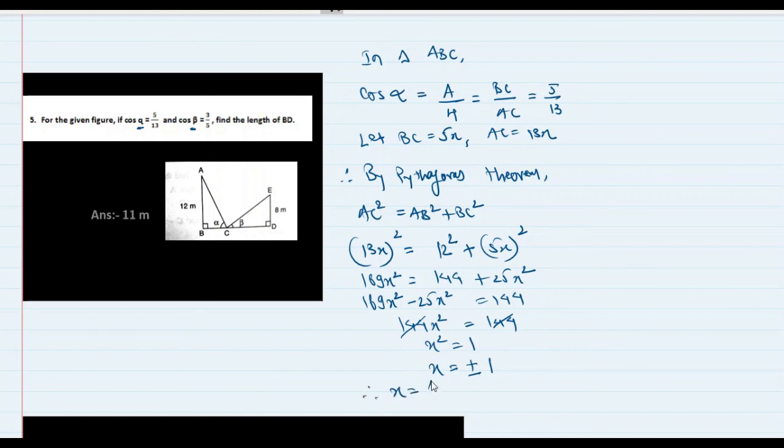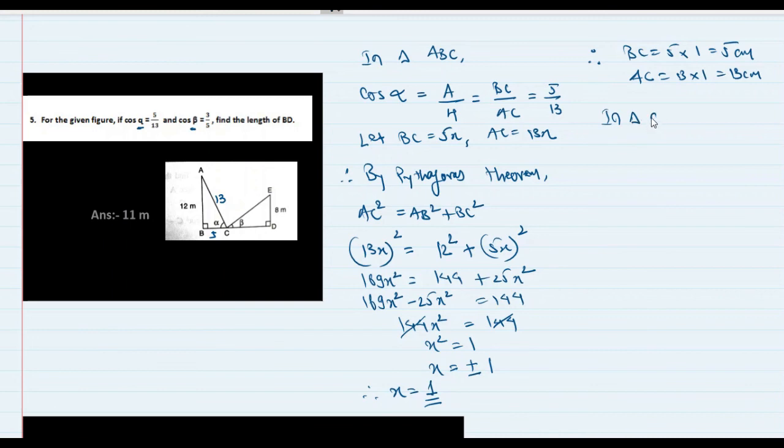Therefore x will be taken as 1 only, and therefore we can say that BC is equal to 5x, that is 5 into 1, which is 5 centimeter, and AC is equal to 13x, which is 13 into 1, which is 13 centimeter. Right? So we have got BC and AC. Now we will target the other triangle, that is triangle CDE.